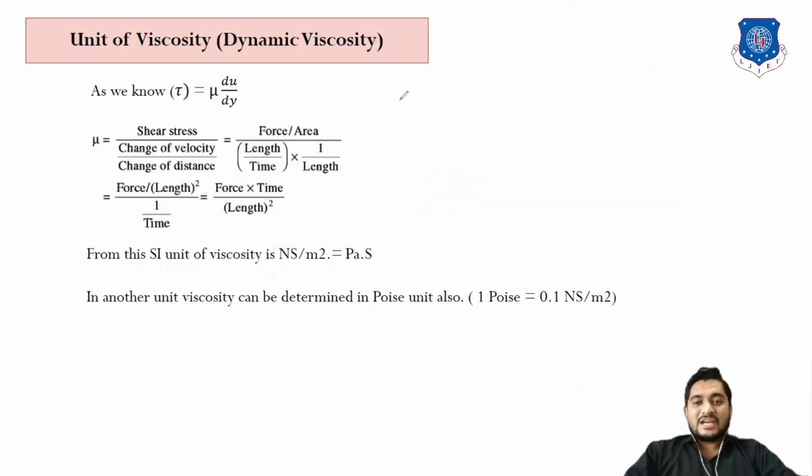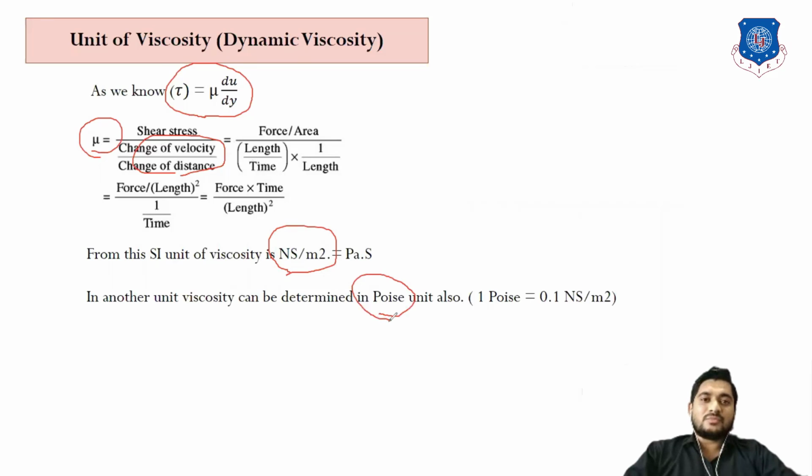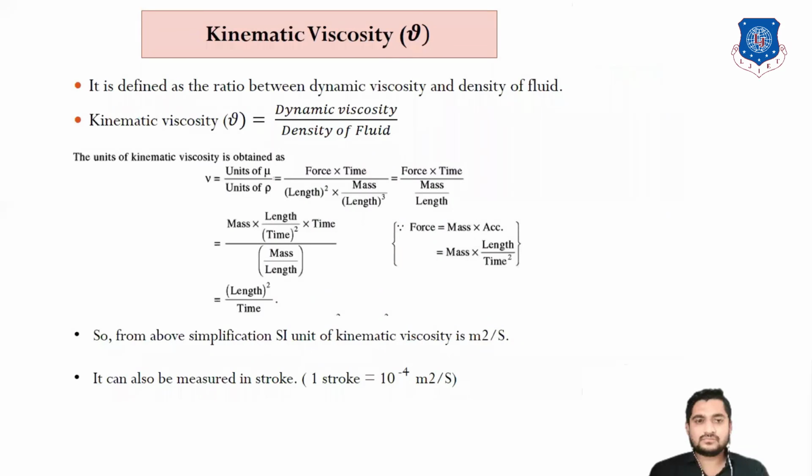Clear? So for dynamic viscosity, basically we can write shear stress tau is equal to mu du by dy. If we make mu, dynamic viscosity, the subject, then mu is equal to shear stress divided by rate of shear strain. From this we can derive the unit Newton second per meter square. In another unit, we can also say poise is also a unit of dynamic viscosity. So 1 poise is equal to 0.1 Newton second per meter square.